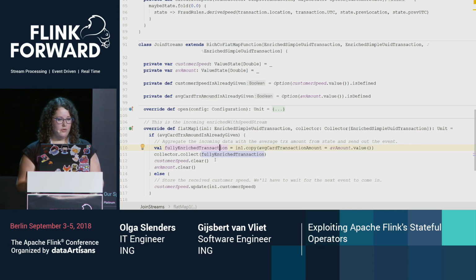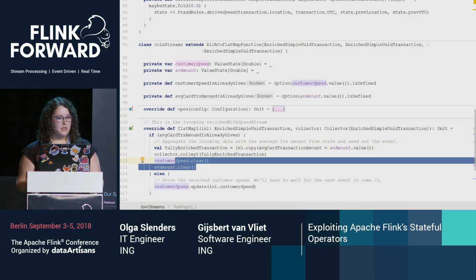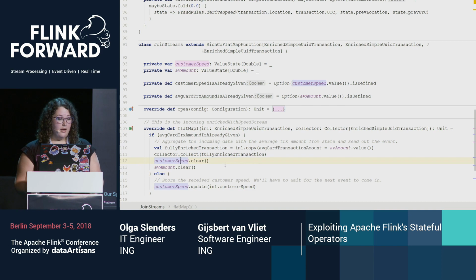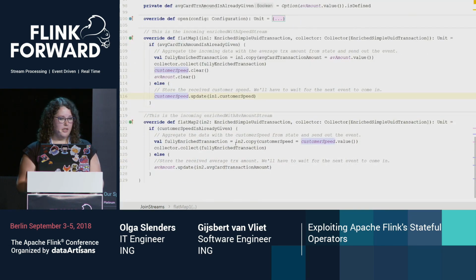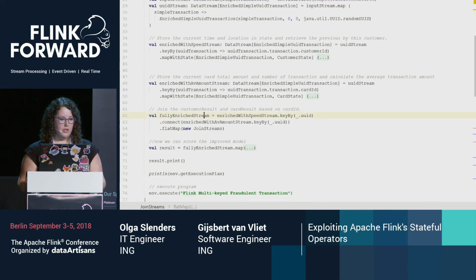It is pretty important not to forget to clear the state at the end, because otherwise we are just leaking memory. If we didn't receive all the events that we need yet, and it's only two at this point, we just put the customer speed in the state to keep it for the time when the other event arrives, and then we can produce the fully enriched transaction. The other flat map looks pretty much the same, only you go from the point where the other event has arrived first. We have joined these two streams now. We get the fully enriched stream, then we score it in the map the same way as we did before.